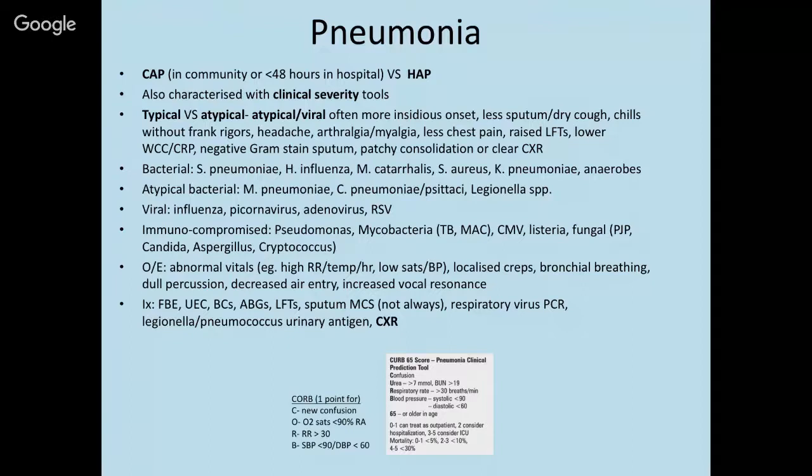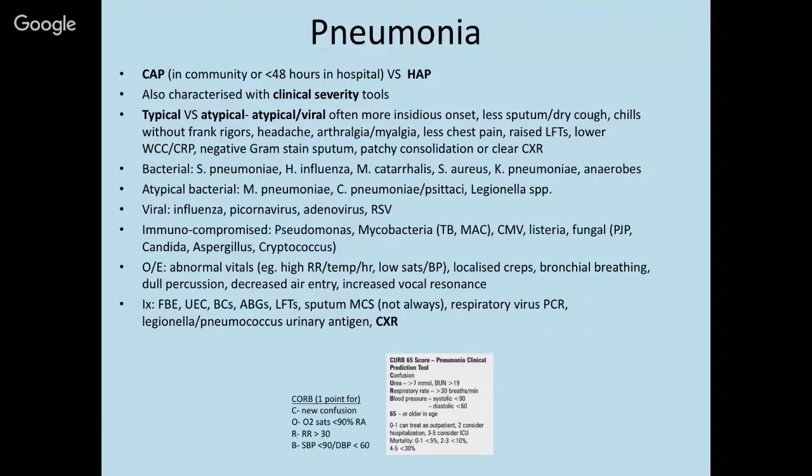And there, the atypicals I said: Mycoplasma pneumoniae, Chlamydia pneumoniae. Chlamydia psittaci is psittacosis, which is the pneumonia from birds, and Legionella, obviously. Viruses there. Immunocompromised, obviously, will have different kinds of bugs. Obviously, fungal or opportunistic pathogens.